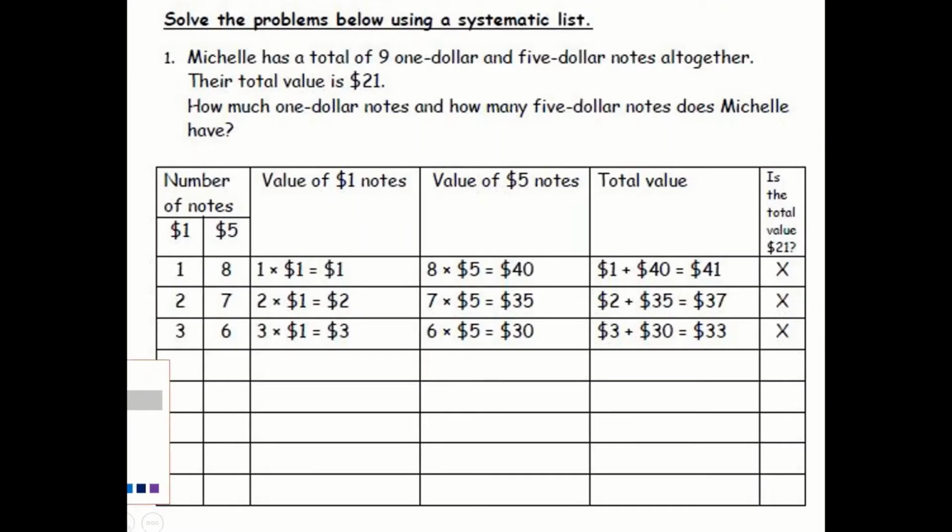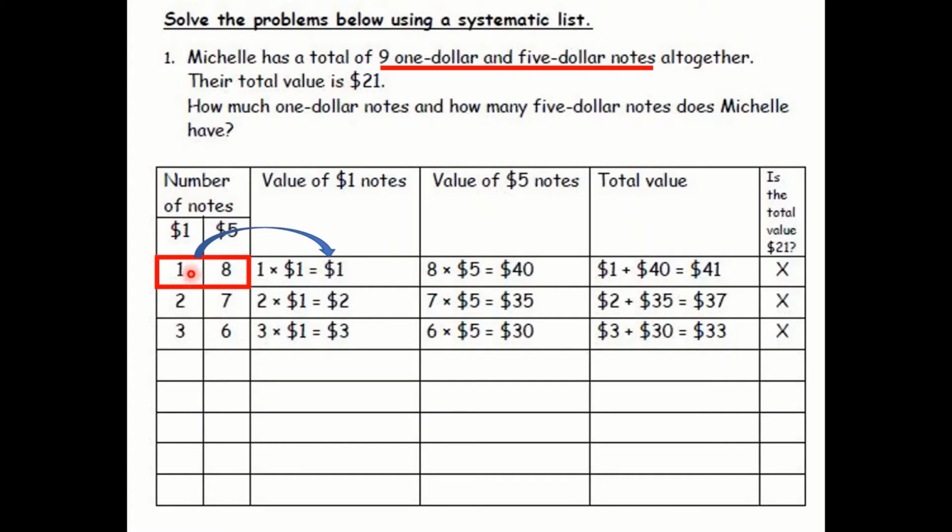Okay, first of all, we have Michelle has a total of 9 $1 and $5 notes altogether. So as you can see from here, the number of $1 and $5 notes when they add together must be equal to 9. Their total value is $21.